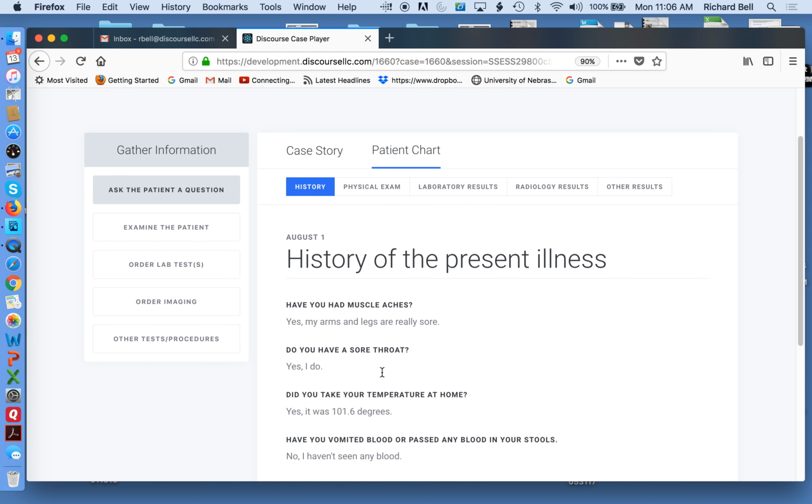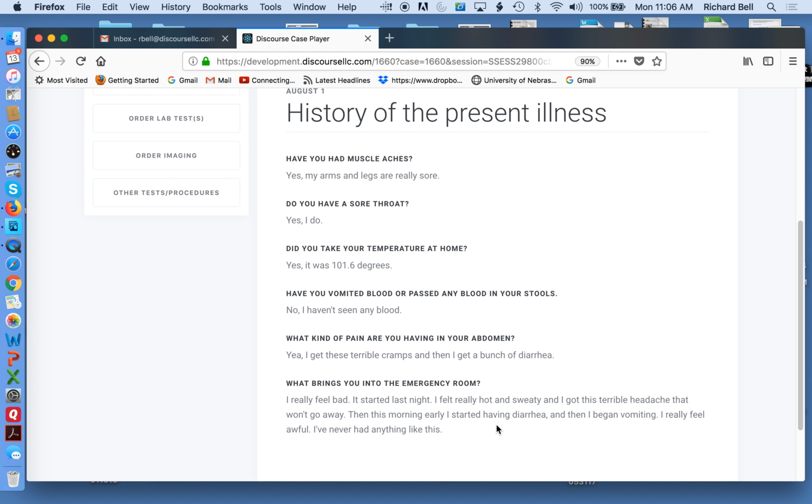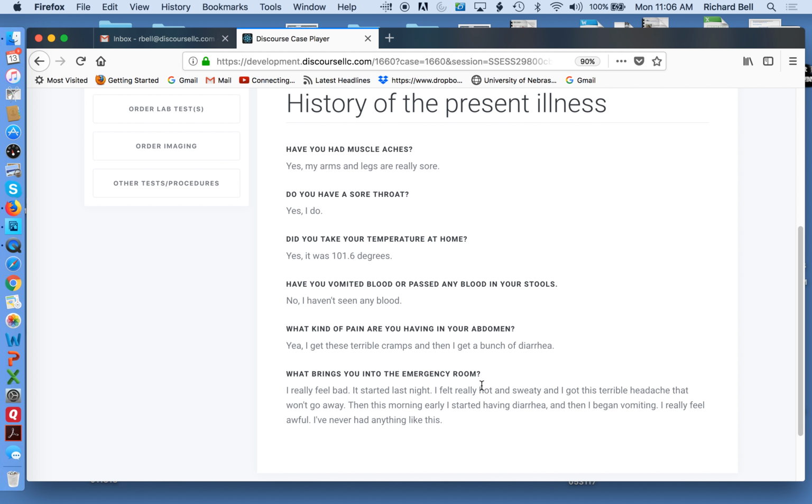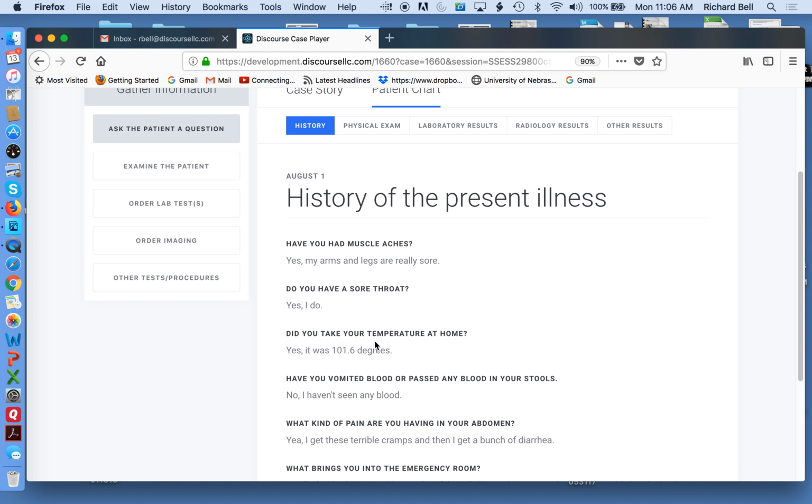And submit those. So I'm having a little trouble with the order in which these are being displayed, and I'll keep working on that. But he comes into the emergency room with a bad headache, hot and sweaty, and then diarrhea and vomiting. He's getting cramps in his abdomen, no blood, fever at home, and muscle aches.